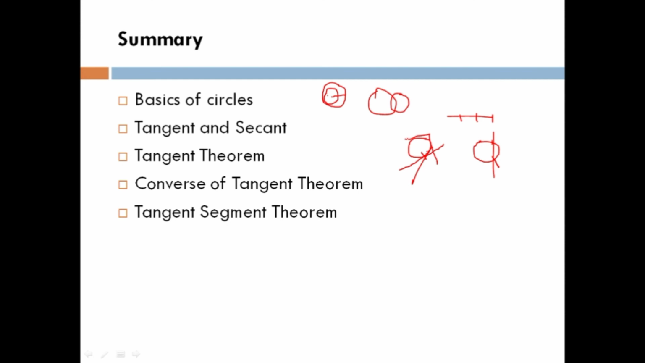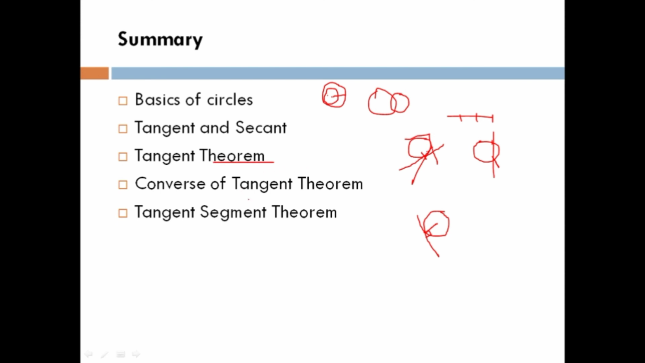Now next is the tangent theorem. In the tangent theorem, we saw that if we have a circle and the tangent passes through one point of the circle, this is the center of the circle, and the radius is drawn to the point of contact, then this radius and the tangent are perpendicular to each other. This is what we have learned in the tangent theorem, right?